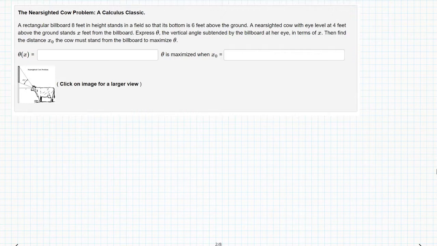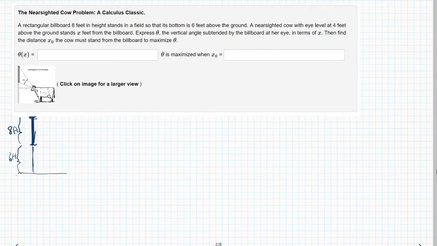And so what we have is a rectangular billboard, 8 feet in height, stands in a field so that its bottom is 6 feet above the ground. So let me just, we have an illustration, but I know it's kind of hard to see. So you have a billboard, right? And this billboard right here, we have this total length being 8 feet. Okay? And then we know that there's a skinny little post here, and then we know that this distance is 6 feet above the ground.